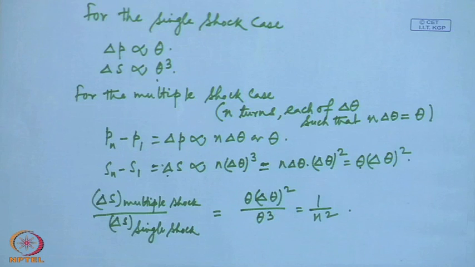Let us take an example. Let us say that we turn the flow by a single shock through 10 degrees, that is, we have only one deflection corner of 10 degrees.